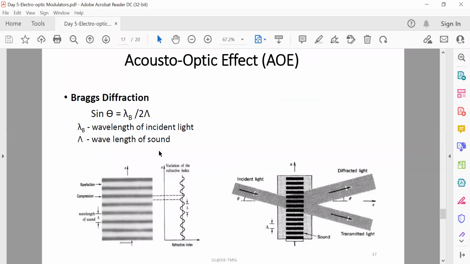Now, this form of light-sound interaction is known as Bragg diffraction, Bragg reflection, or Bragg scattering. The device that produces this effect is known as the Bragg reflector or Bragg cell.